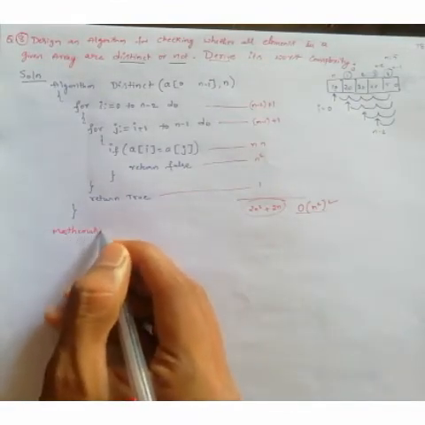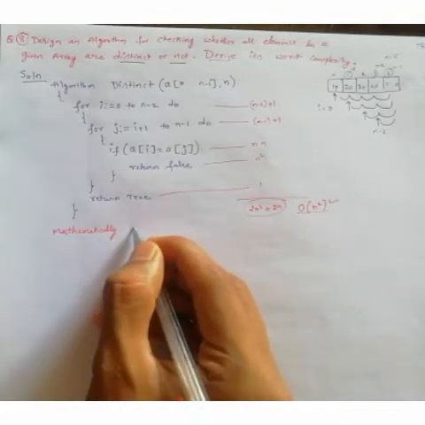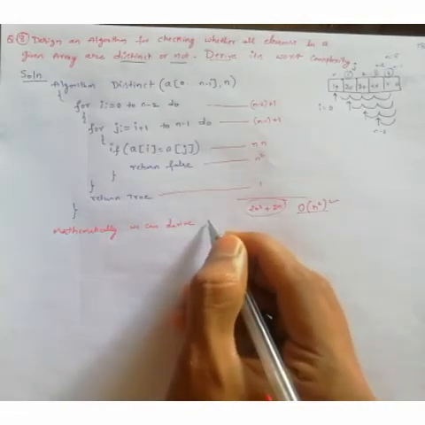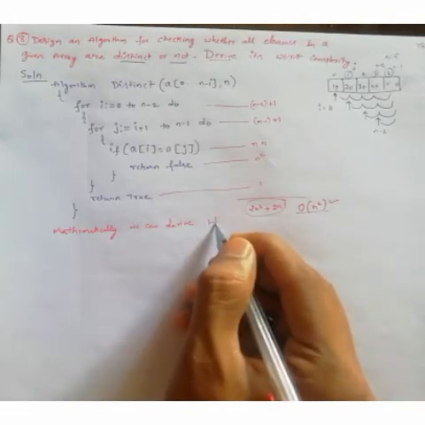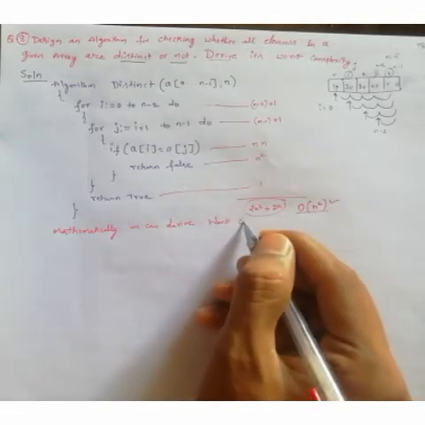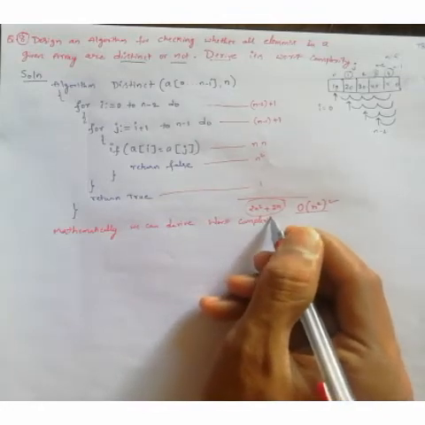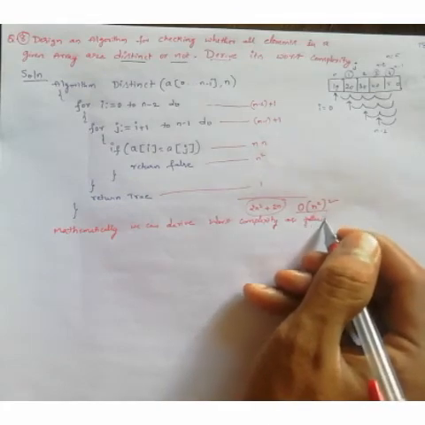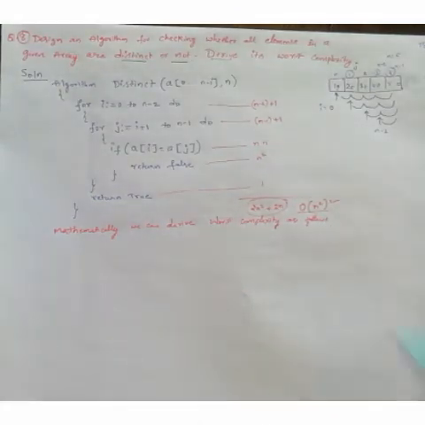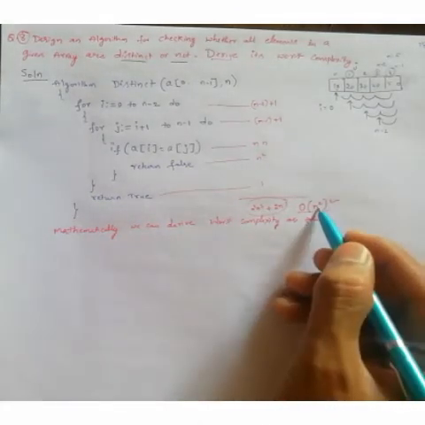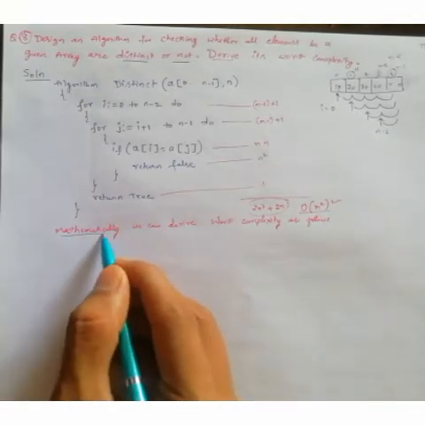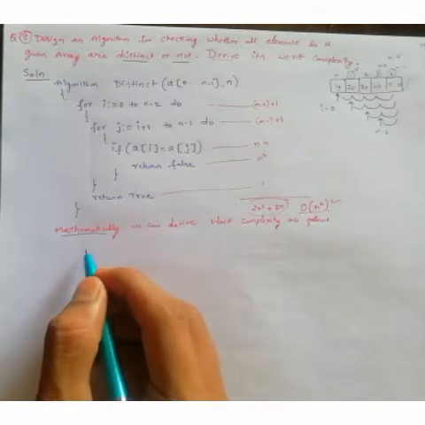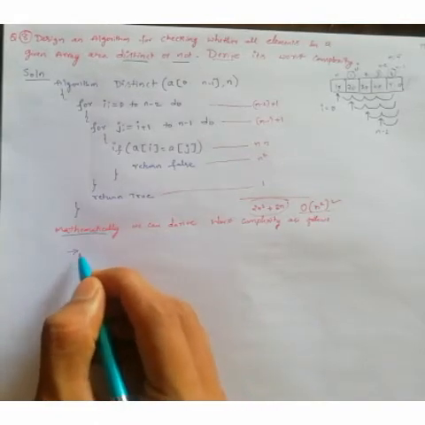So mathematically we can derive worst case complexity as follows. So now I will say how to derive this time complexity by using mathematical notations. So can you people tell me what I am doing here?